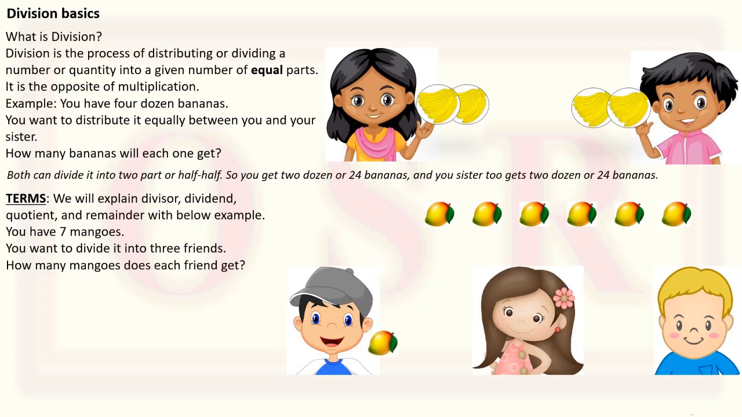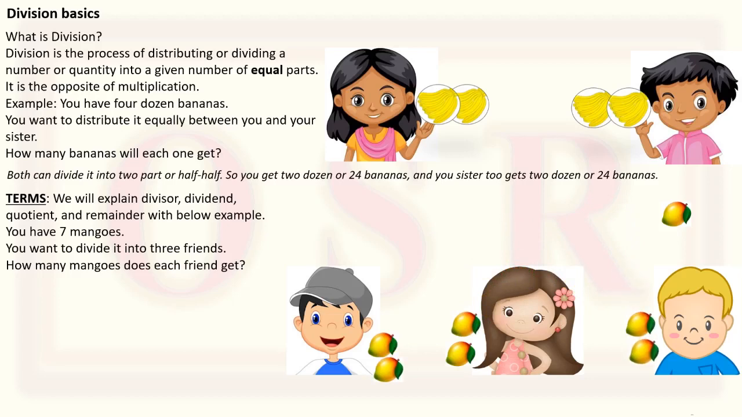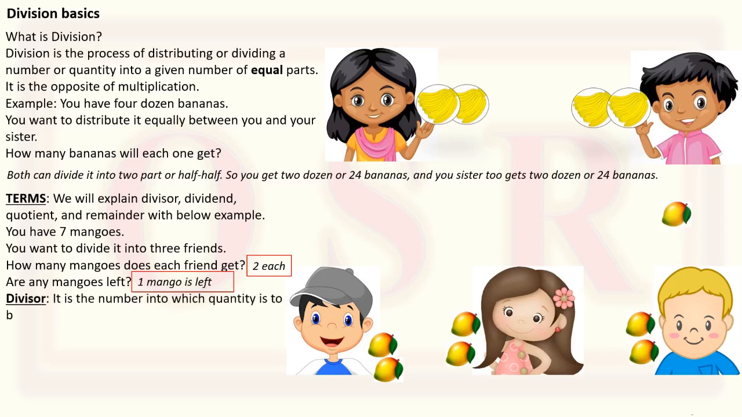So we will give one mango to each and repeat the process. Okay, so all have got 1 mango. Again, second mango everyone is getting. Okay, third one, now the last one we cannot divide, so everyone gets 2 mangoes each. Are any mangoes left? Yes, there is a blinking mango. 1 mango is left.